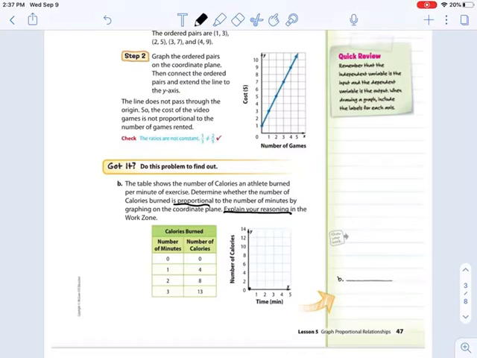So we have 0, 0, and 1, 4, and 2, 8, and 3, 13. Oh, I don't see a 13, but it's going to be in between 12 and 14. So there's our points. And then use your ruler to connect.